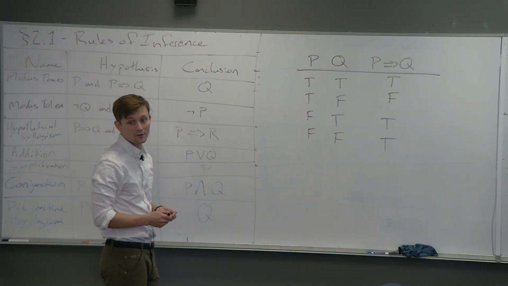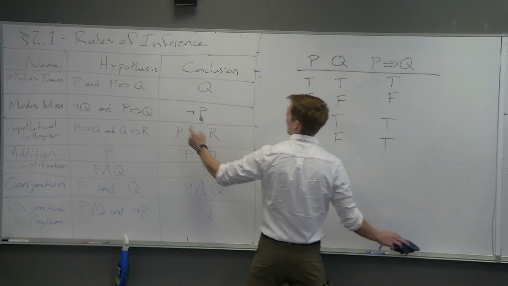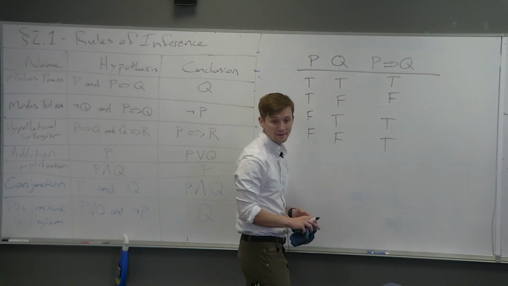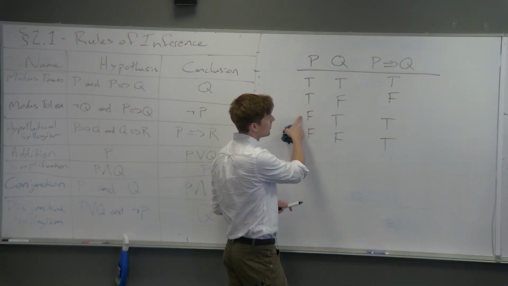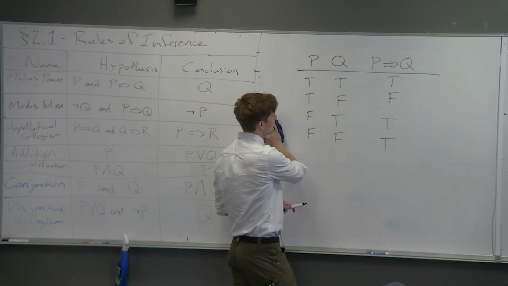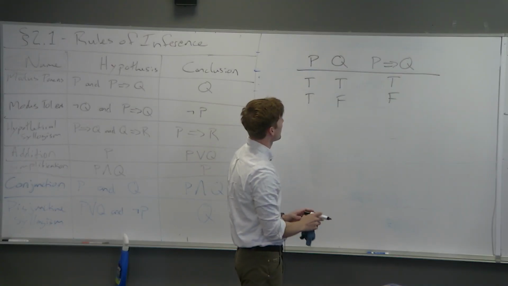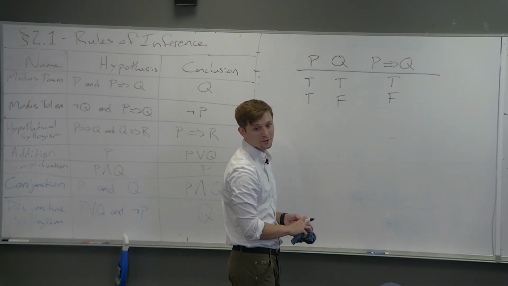So all you really have to do is go through and get rid of any of the rows where one of your hypotheses is not true. Okay, so here's a row where P is not true. Here's another row where P is not true. Erase. Boom, boom. Okay, now let's take a row where P implies Q is not true. Oh.